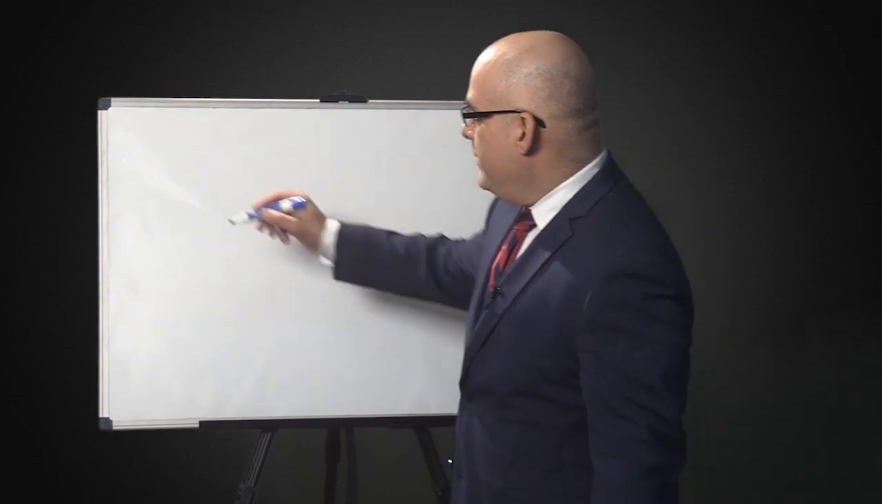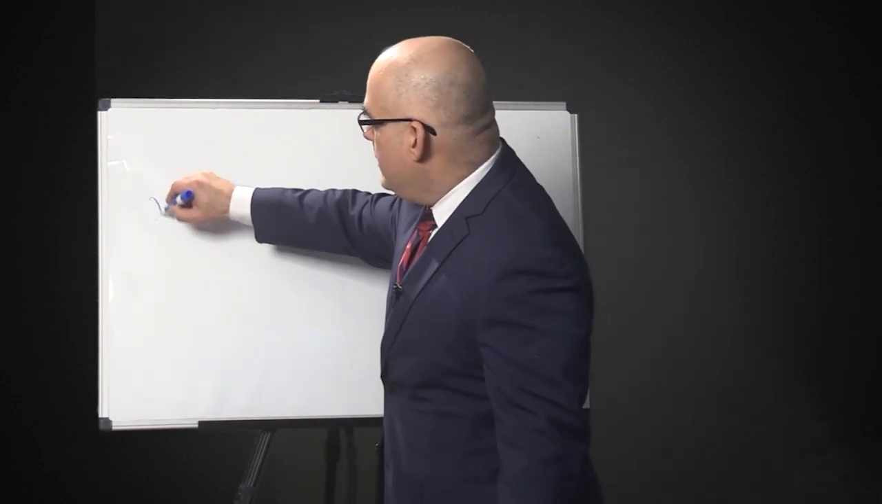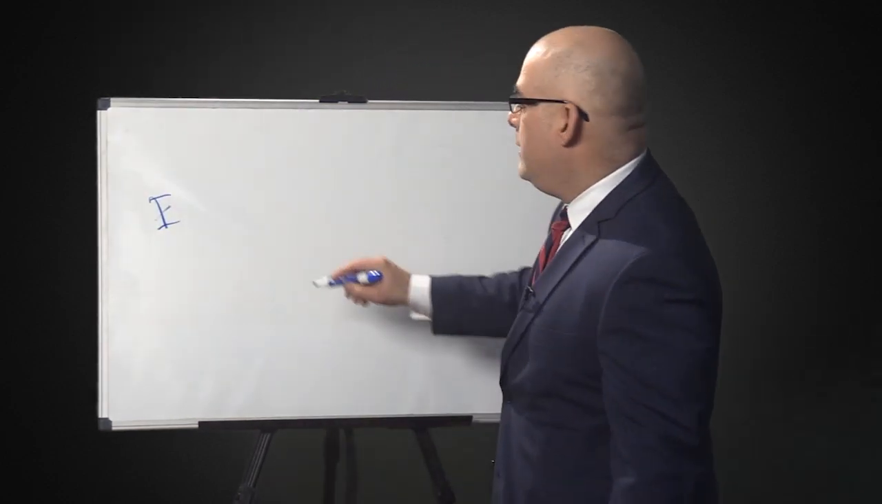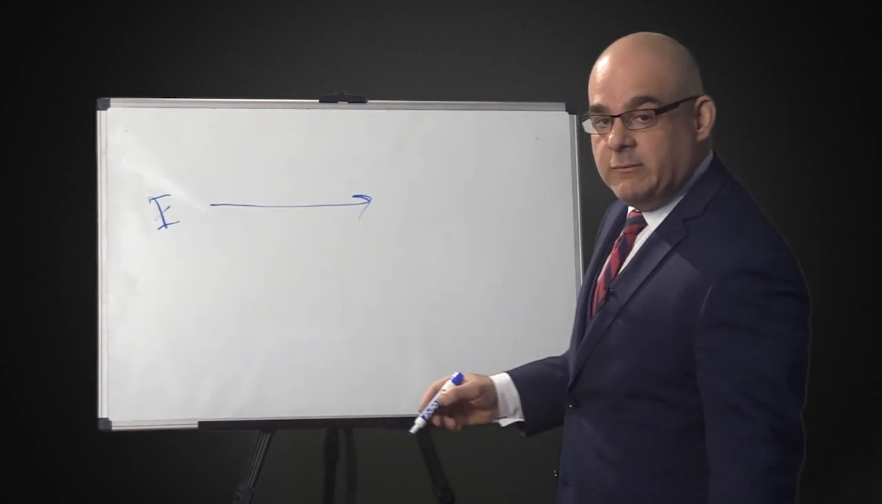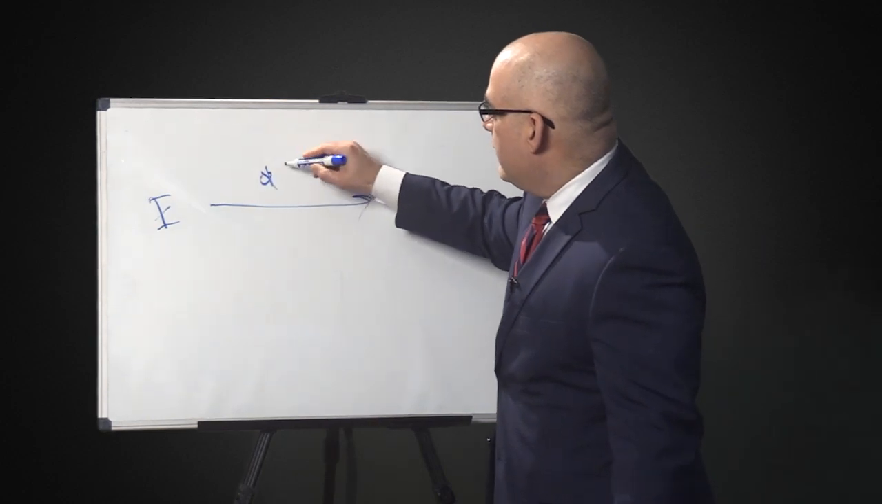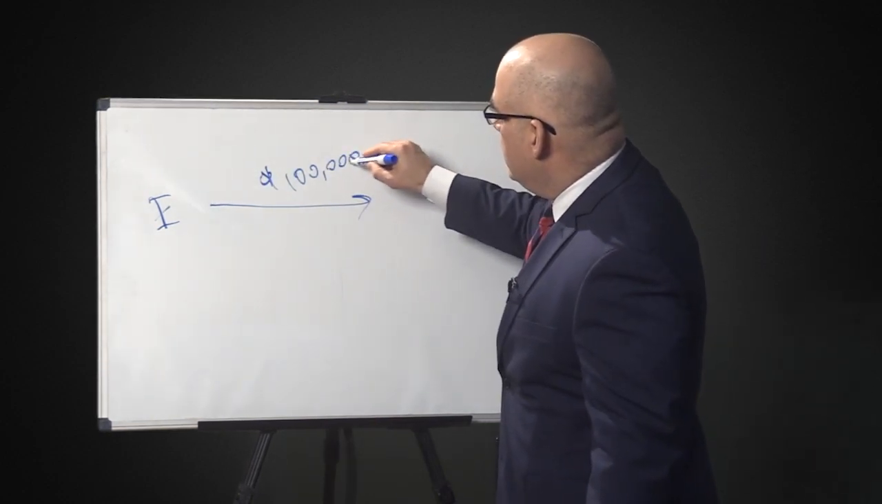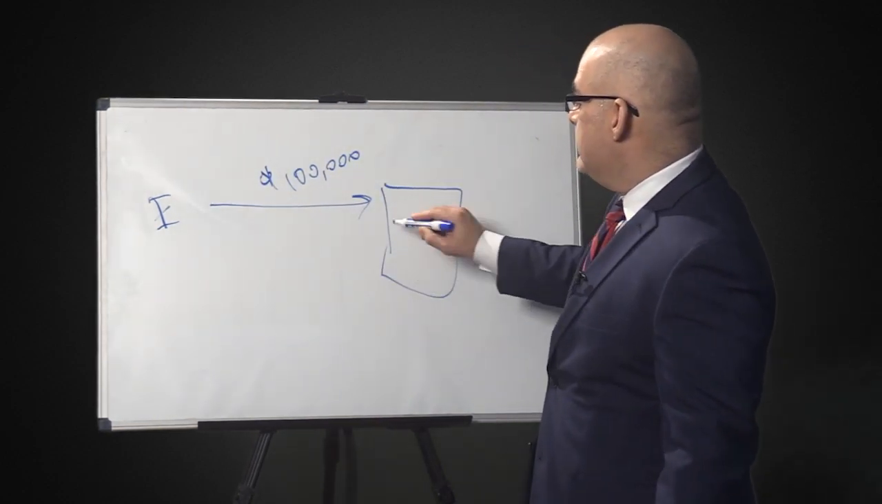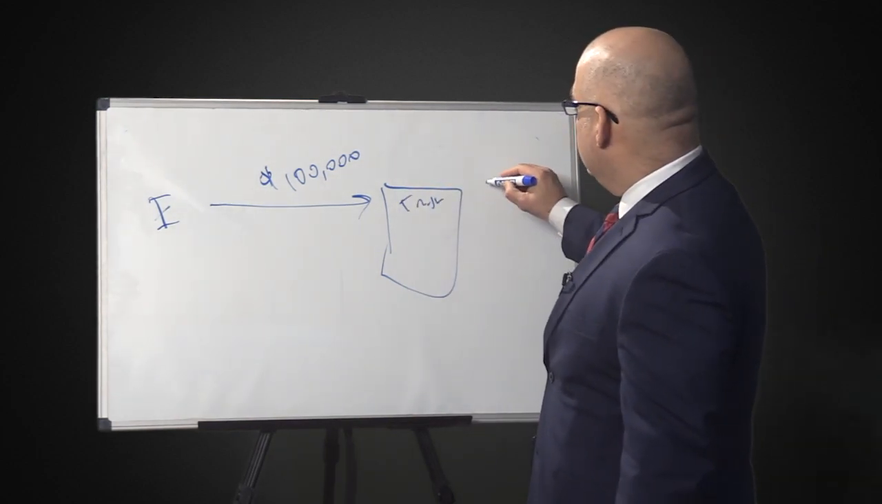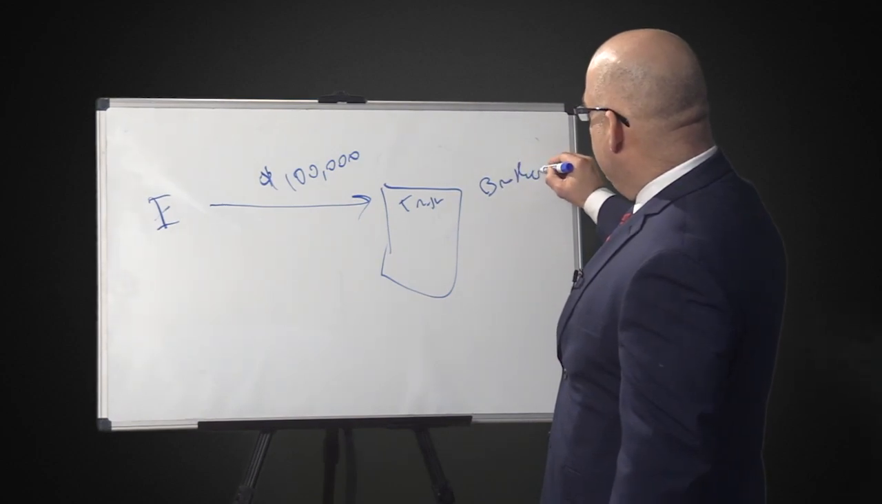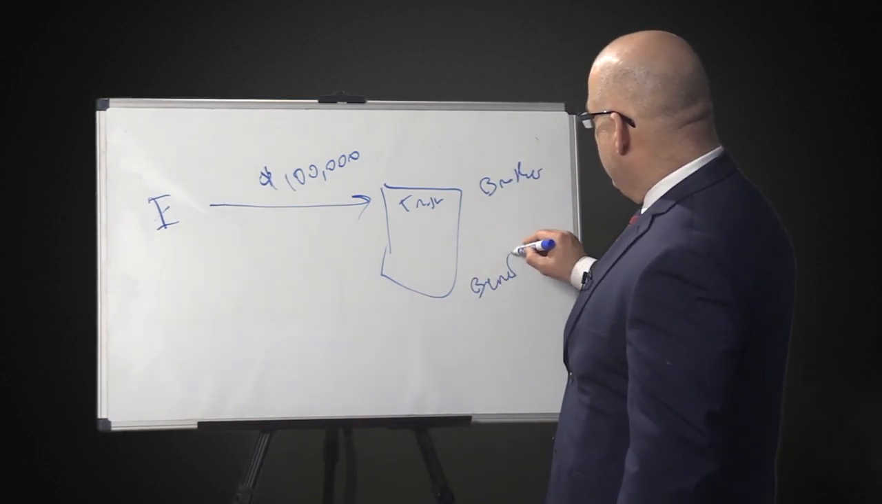So let's assume that I am going abroad, and I have minor children, so I give some money to my brother. Let's say I give him $100,000. And obviously, if I'm going to give him that much money, I'm going to want an agreement with him. That agreement we call a trust, and I give it to my brother for the benefit of my children.